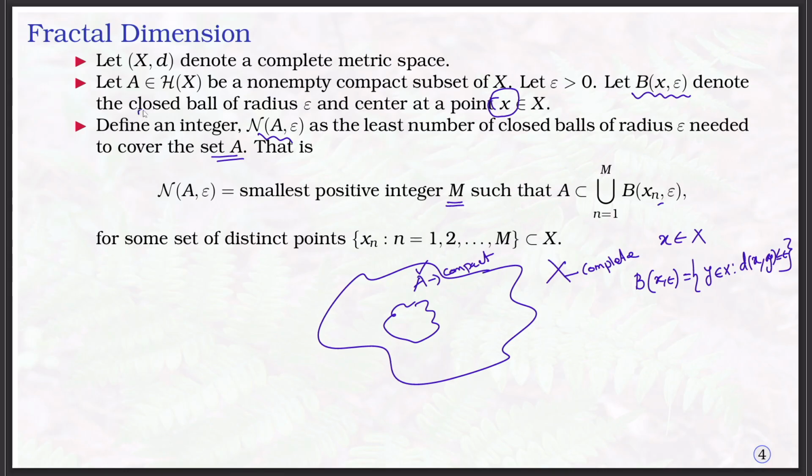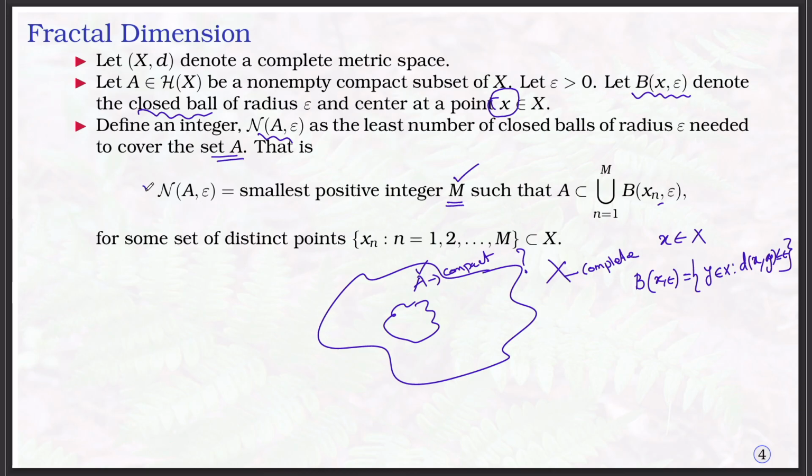But here we are taking B of x comma delta as the closed ball, instead of the open ball. Now we need to verify whether such a closed cover exists. One question: if the open cover exists, then how do we find the number of closed balls of radius epsilon needed to cover A? If A has only one closed cover, or more than one closed cover, we need to check. Therefore, we have to take the minimum among all the covers.